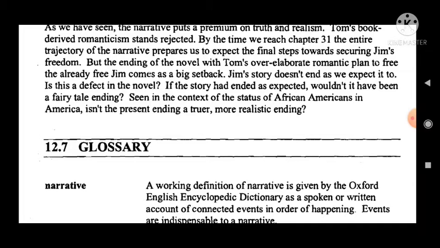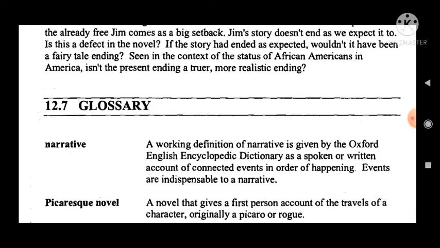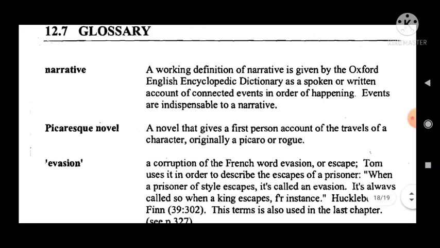Jim's story doesn't end as we expect it to. Is this a defect in the novel? If the story had ended as expected, wouldn't it have been a fairy tale ending? Seen in the context of the status of African Americans in America, isn't the present ending a truer, more realistic ending? So here is the glossary.